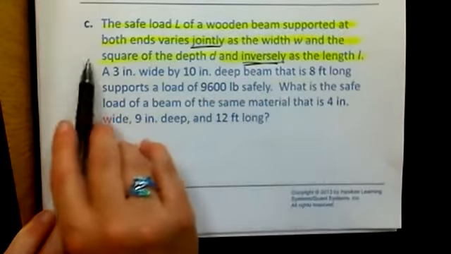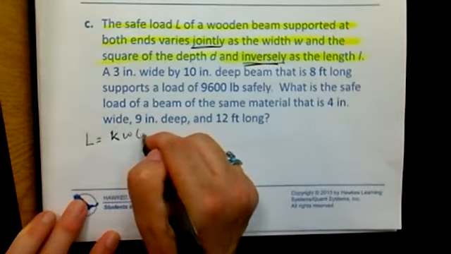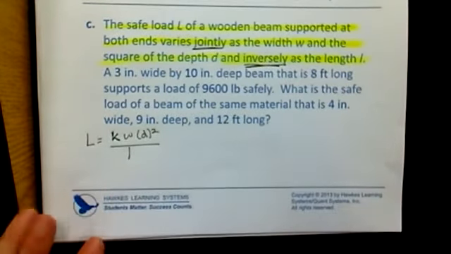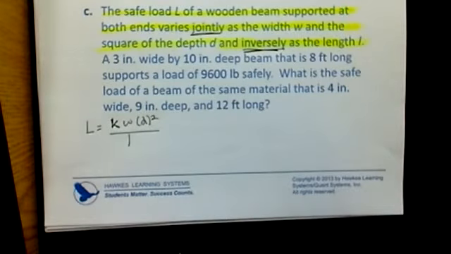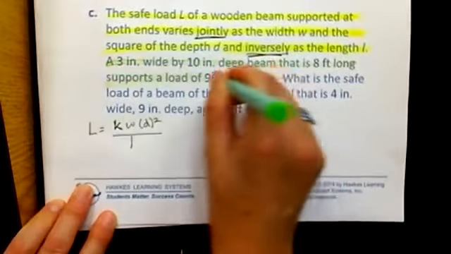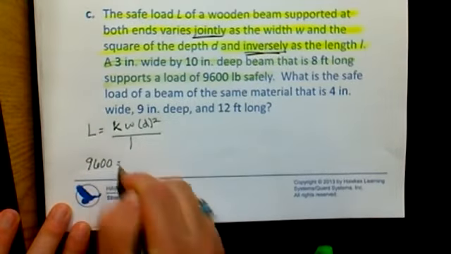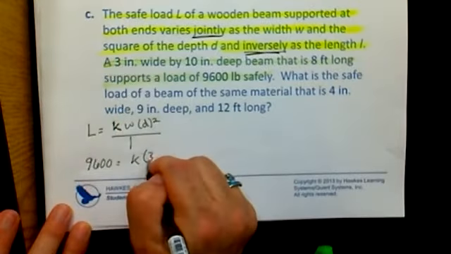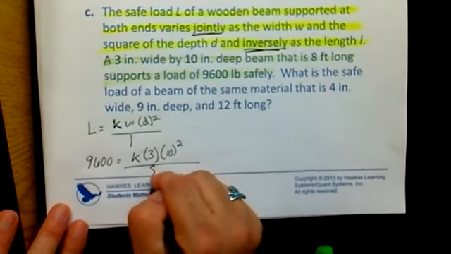The load L of a wooden beam supported at both ends varies jointly as the width and the square of the depth. So we want D squared all over the length L. Okay, now I need to plug in my pieces. So the next sentence, a 3-inch wide by 10-inch deep beam that is 8 feet long supports 9,600 pounds safely. So that means I have 9,600 pounds is the load, K times the width. The width is 3. The depth of the beam, which needs to be squared, all over the length of the beam, which is 8.